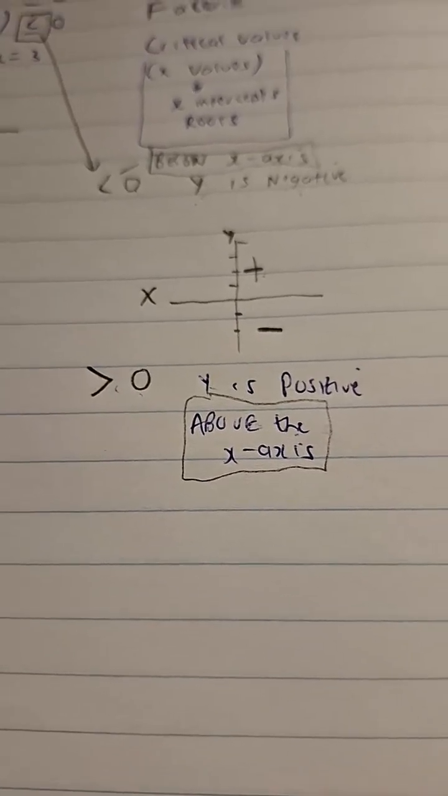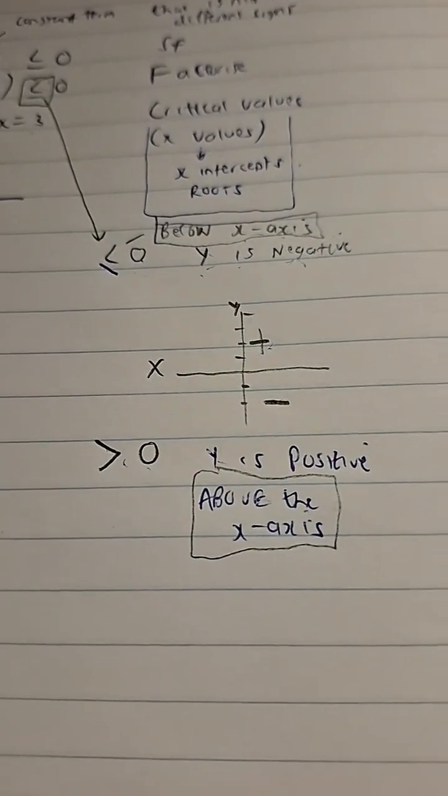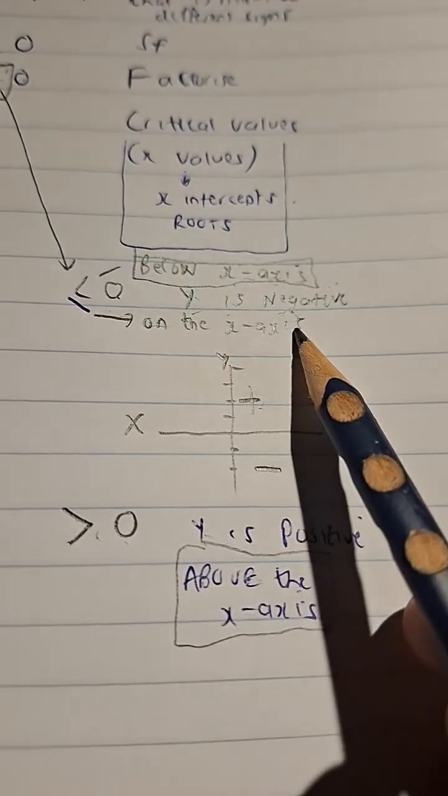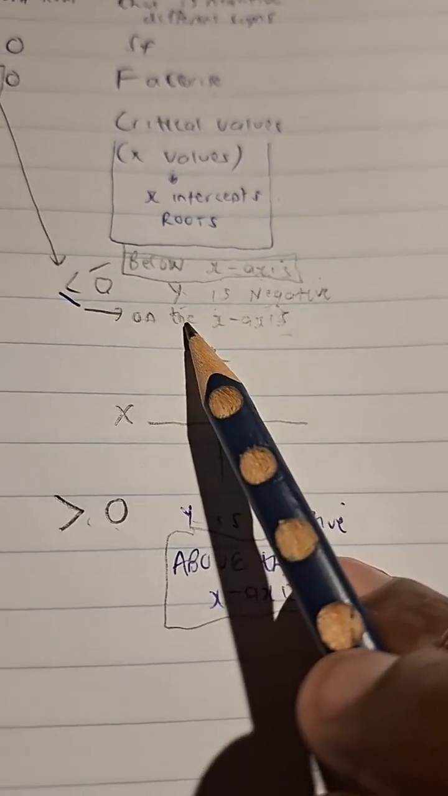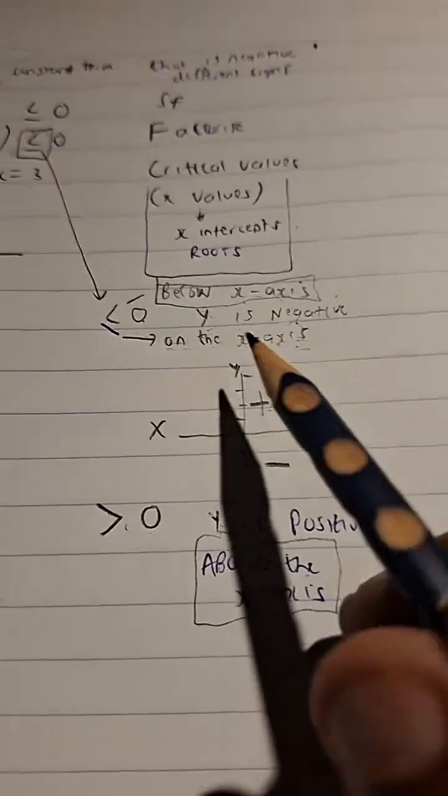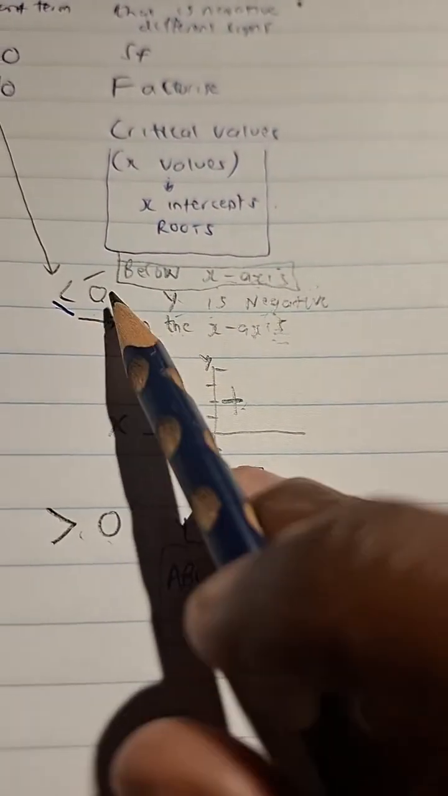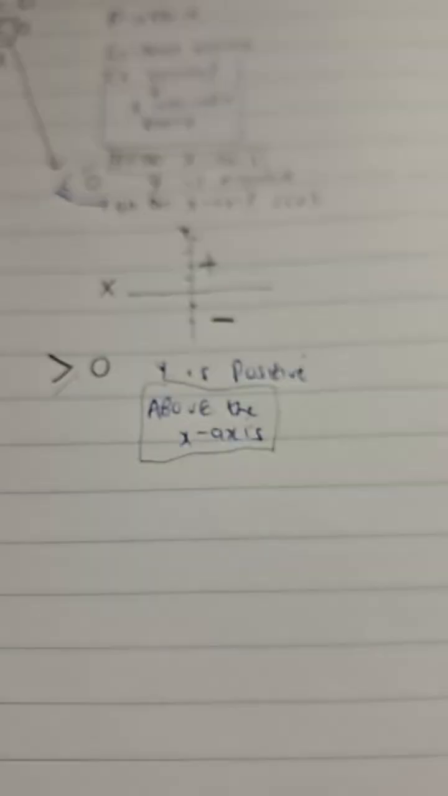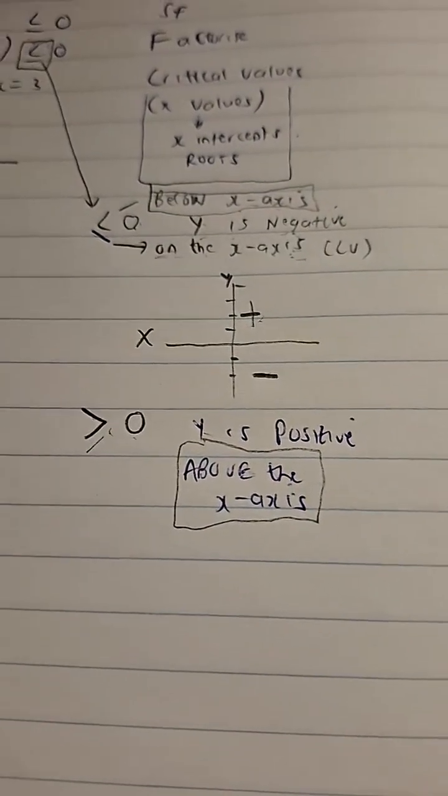Guys, I hope you are with me there. Then the minute you put the equal sign in, this equal sign means we are looking exactly on the x-axis, at the values that are on the x-axis. In other words, the critical value. We include the critical value. That's what we mean by equal to 0. Again, if we put an equal there, we mean on the x-axis, and we include the critical value there.